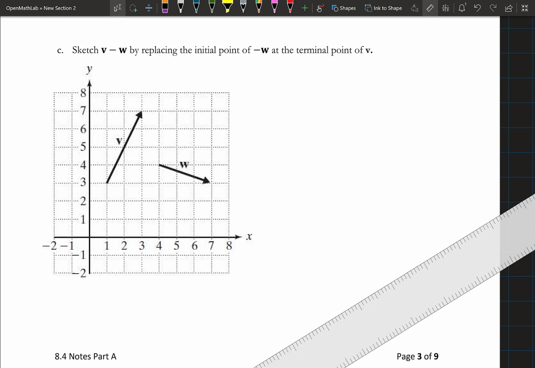All right, so this one, we want to sketch v minus w by placing the initial point of negative w at the terminal point of v. So we're going to do the head to tail method again.